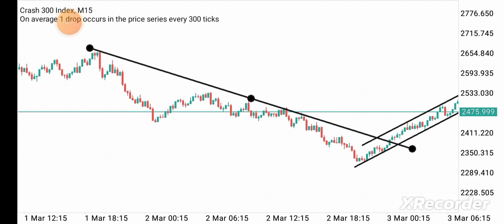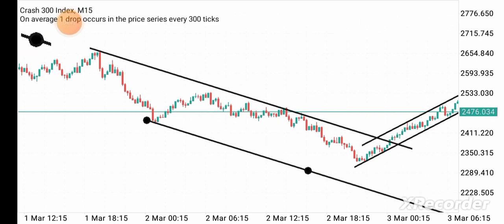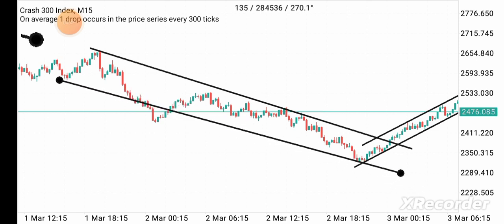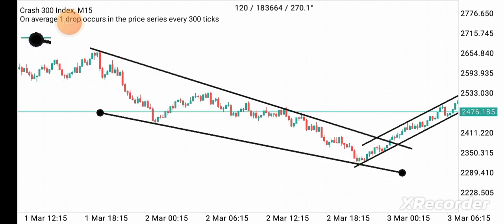You can see, like here, if I duplicate this, the market was trying to do something like this.